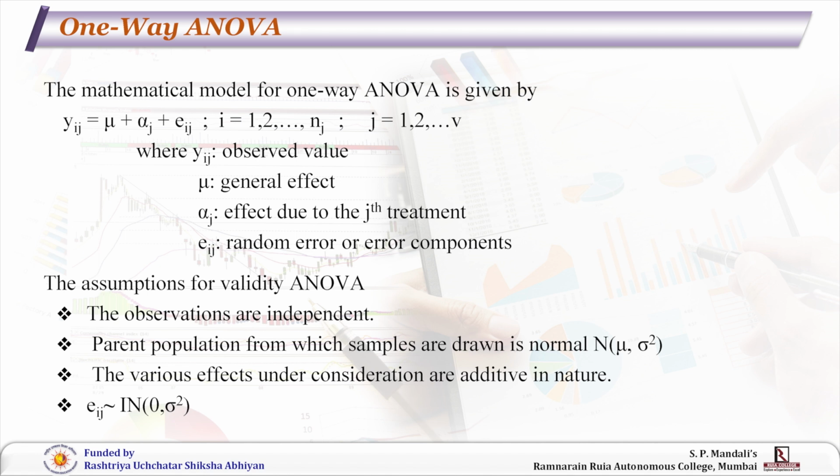The observations that are made are independent. The parent population from which our sample is drawn is normal, and the mean is mu and variance is known to be sigma square. The various effects are additive in nature, and the error term Eij of the mathematical model follows independent normal distribution with mean 0 and the same variance sigma square.